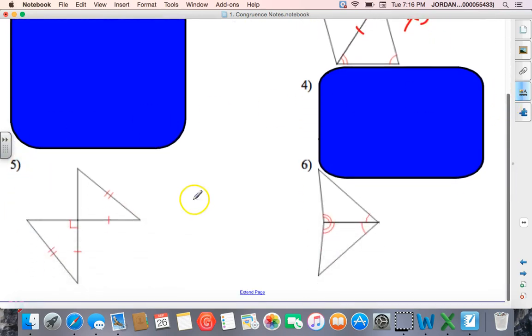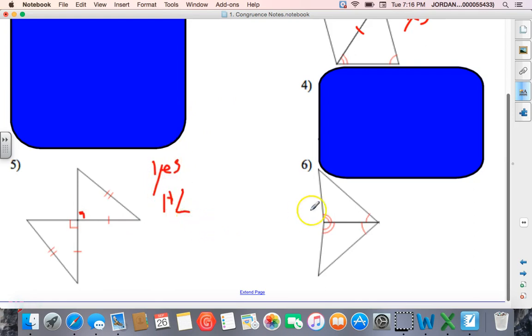So on this one, oh wait, vertical angles. So this is also 90. So we can say, well, the hypotenuse is the same, one of the legs is the same, and they're both right triangles. So this one is yes, they are congruent by hypotenuse leg.